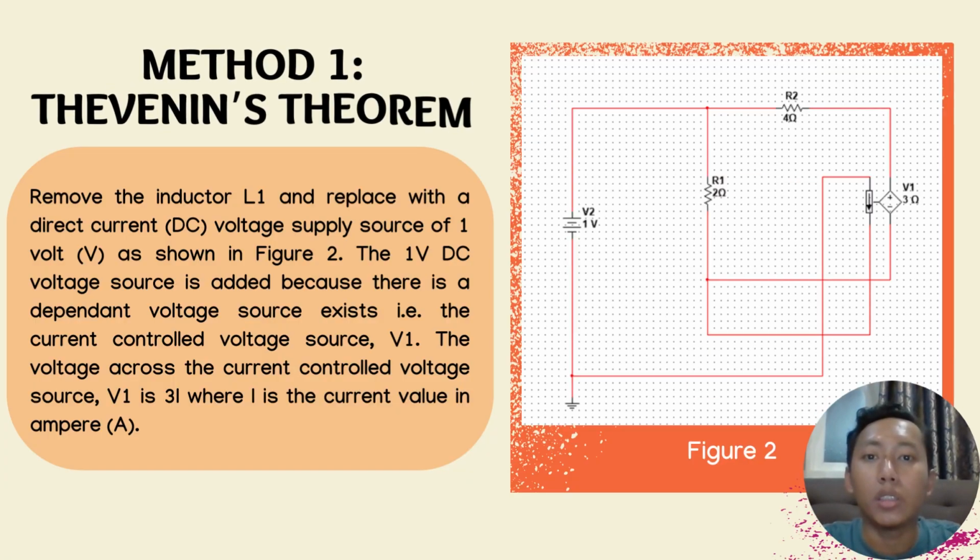Method 1 is Thevenin's theorem. Remove the inductor L1 and replace it with a direct current DC voltage supply source of 1 volt, as shown in figure 2. The 1 volt DC voltage source is added because a dependent voltage source exists, for example, the current controlled voltage source V1. The voltage across the current controlled voltage source V1 is 3I, where I is the current value in ampere A.